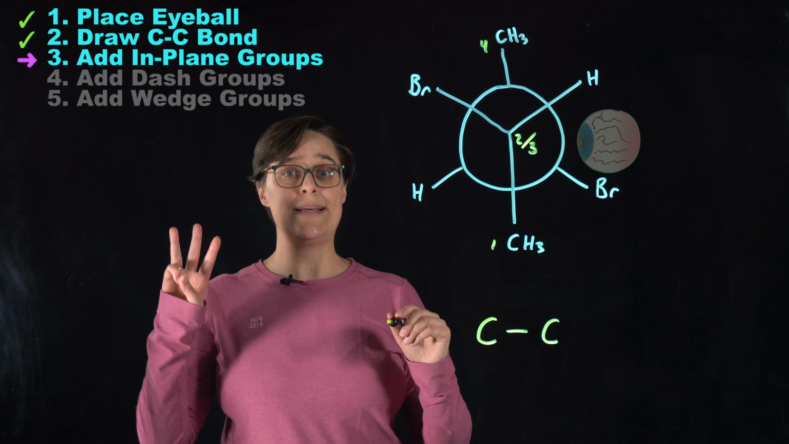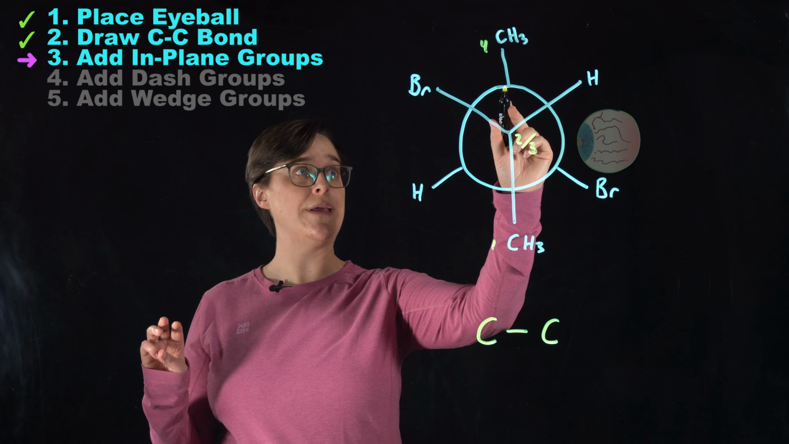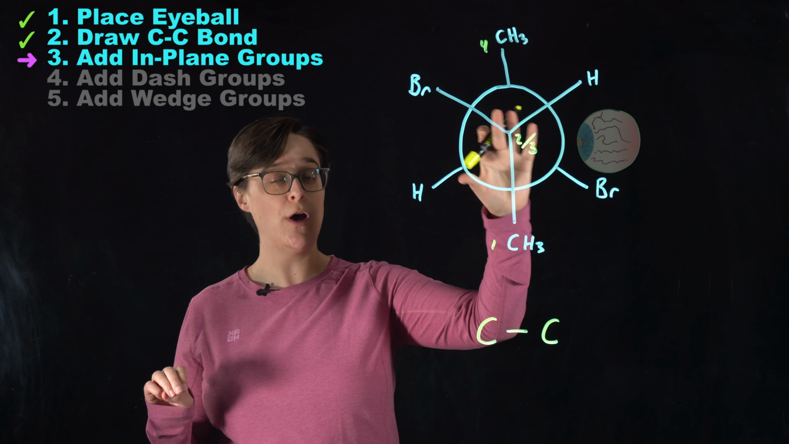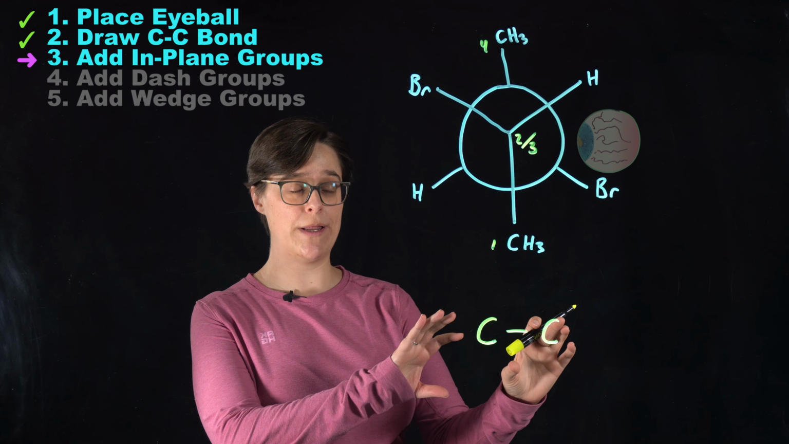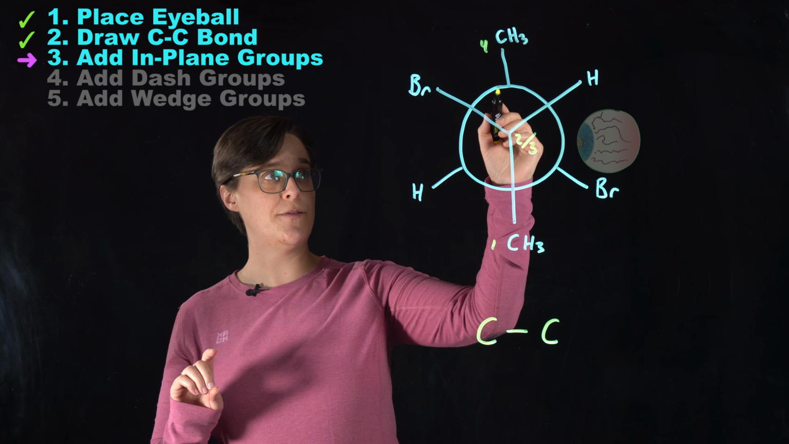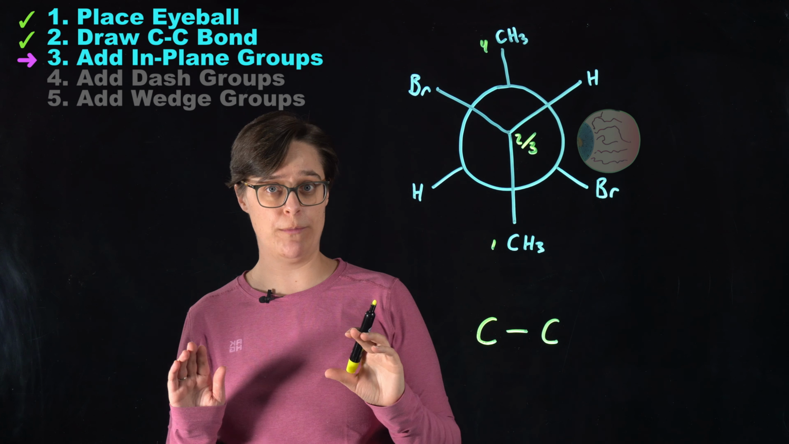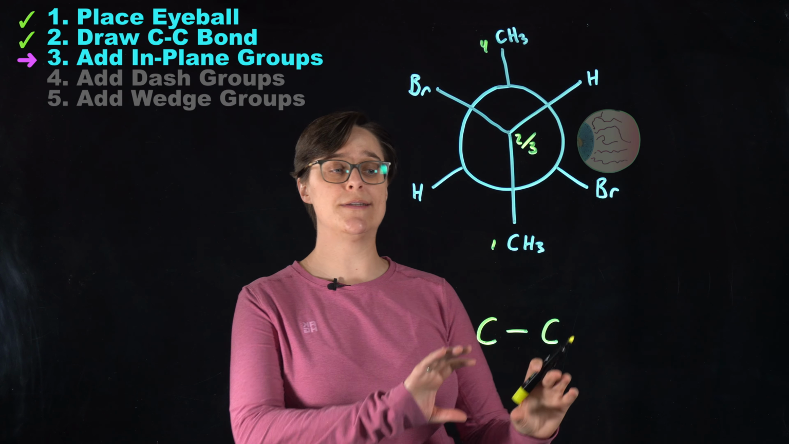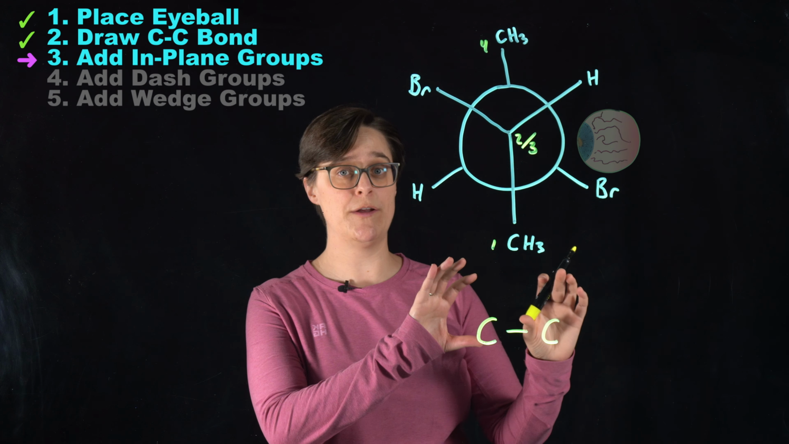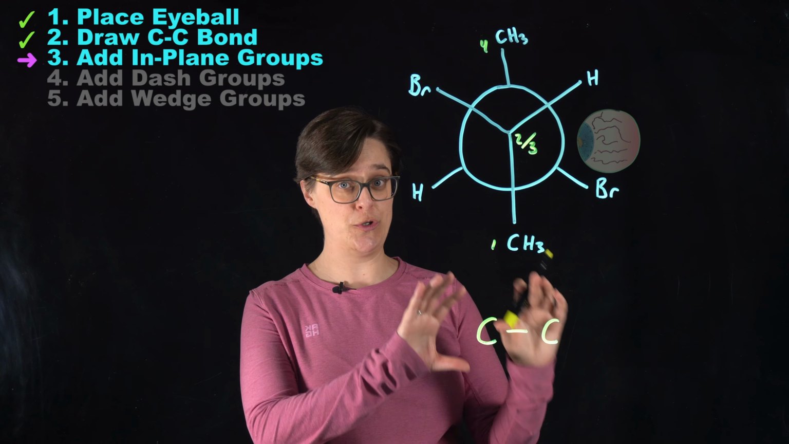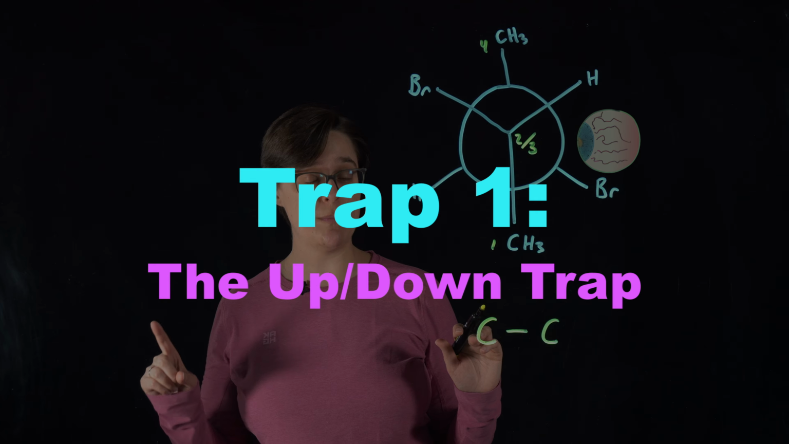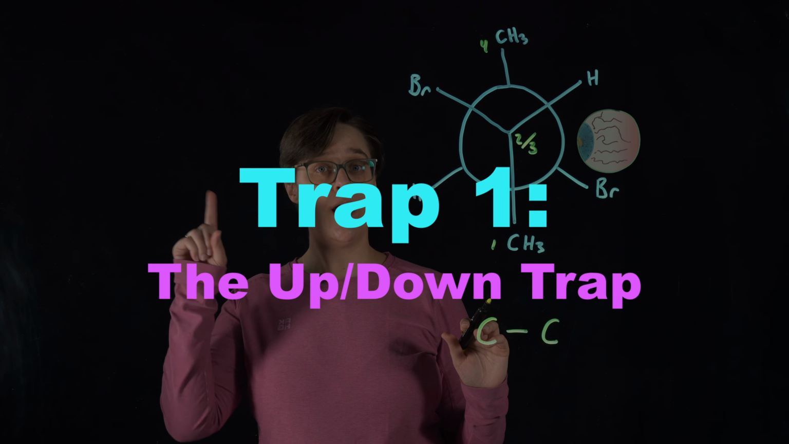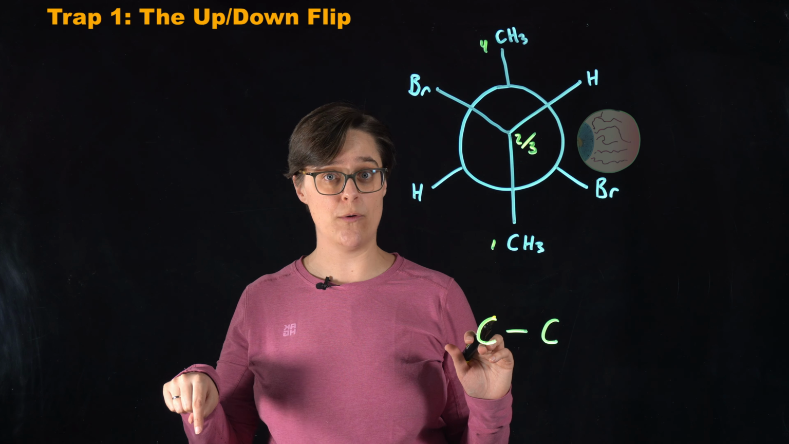Step 3 is to take the groups that are bonded going either straight up or straight down on your Newman projection and add them to your perspective formula. The reason that the groups going straight up or straight down are important is that these are the ones that you can draw in the plane of your board on bonds that are just normal lines. But this is another common place where people tend to lose points. Up is up and down is down.